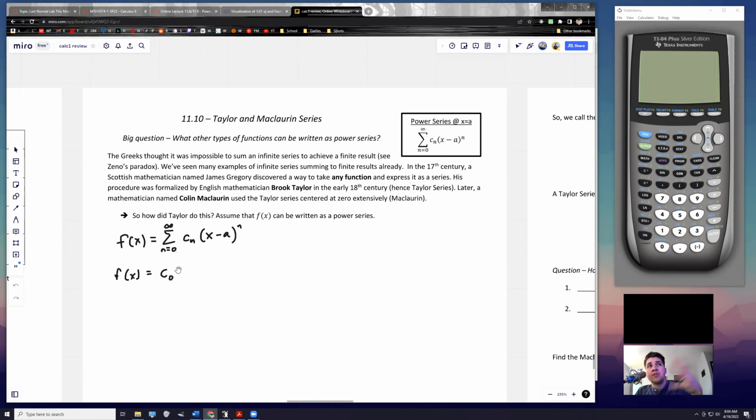That would just be 1. So basically, it'll just be a constant term. C0 is just going to be a numerical value. And then the first term would be c1 (x minus a) to the first power, then c2 (x minus a) squared, and so on. But basically, I'm going to write out 5 or so terms, because we're going to need these terms as we look at the derivation of a Taylor series.